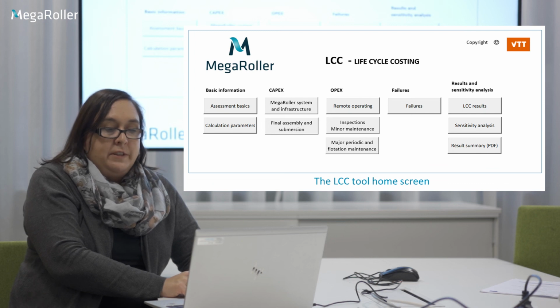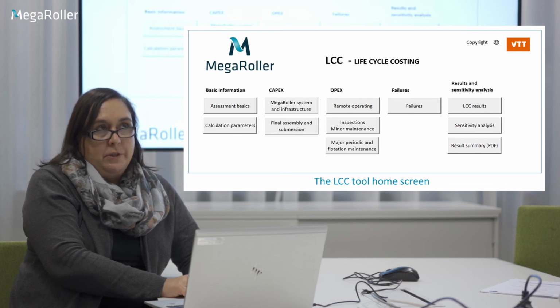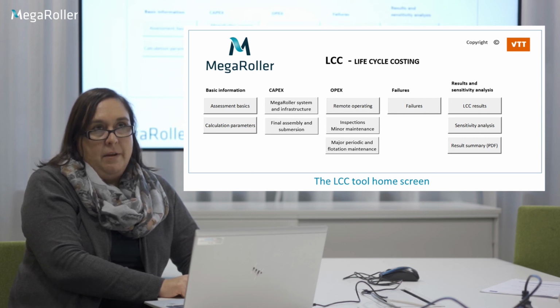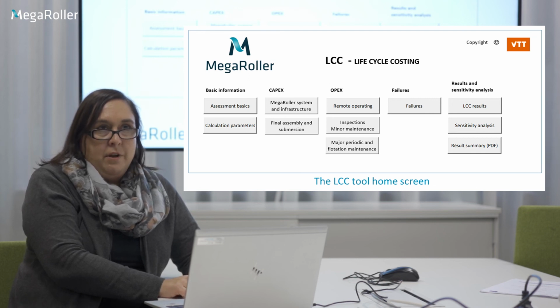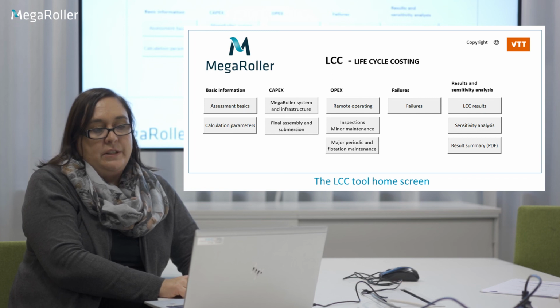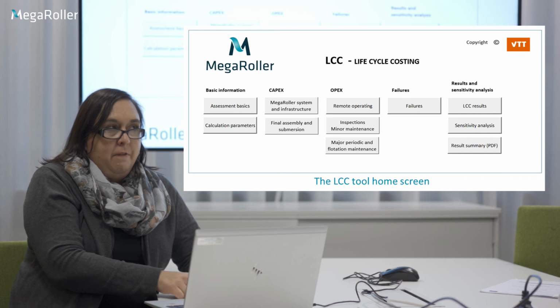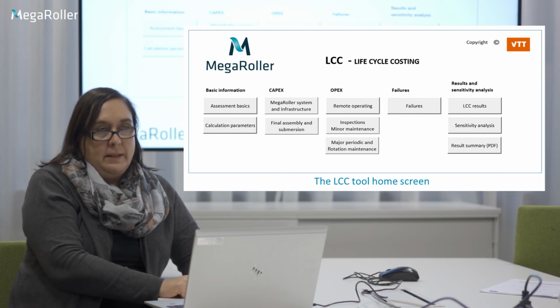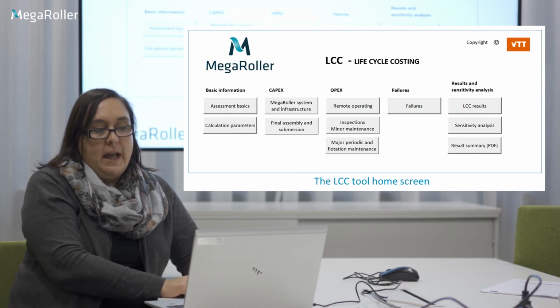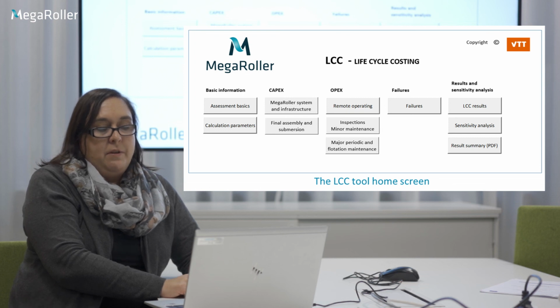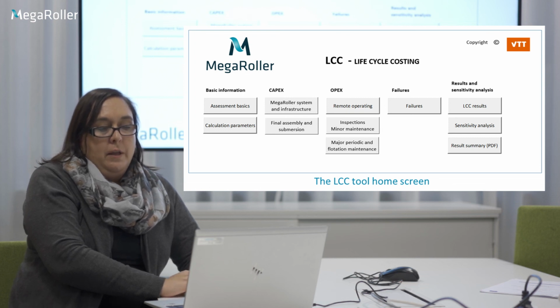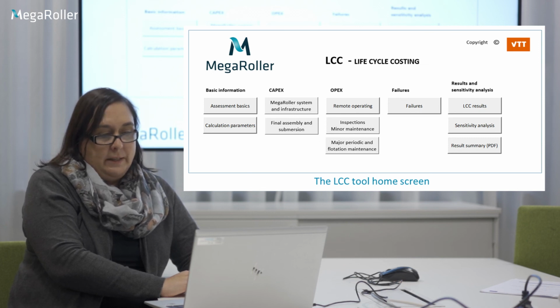And then by using the sensitivity analysis module of the tool, the various cost scenarios can be illustrated, and the impact of various designs or various operation and maintenance strategies could be visualized. For example, what could be the interval for the major maintenances, and what kind of cost effects it had. And also there is a possibility in the tool to print out the result summary of the analysis.